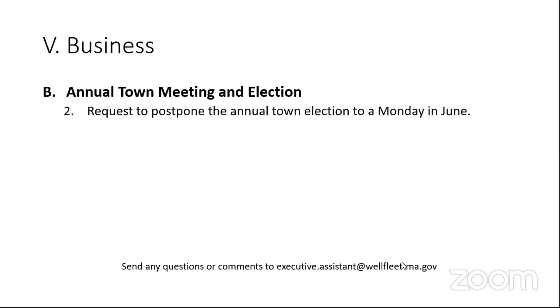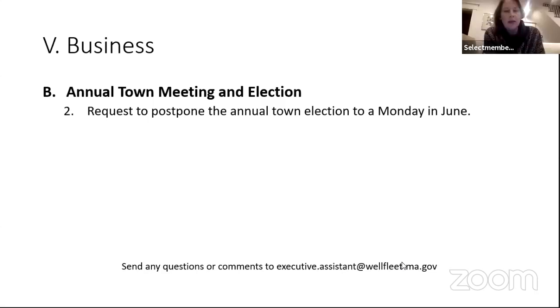Okay, may I have a motion? I move to approve extending the deadline for the application for residential tax exemption to May 1st, 2020. Helen, second. All in favor, say aye. Helen, aye. Kathleen, aye. Christina, aye. Michael, aye. And Janet, aye. Thank you. That unanimously passes.